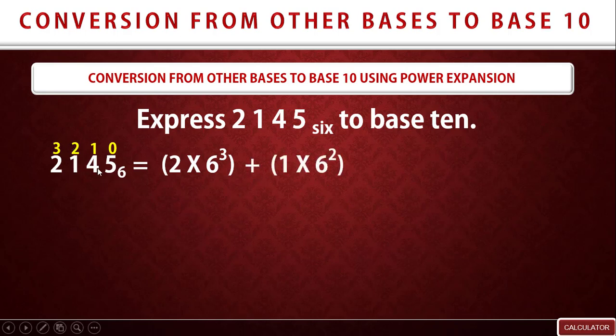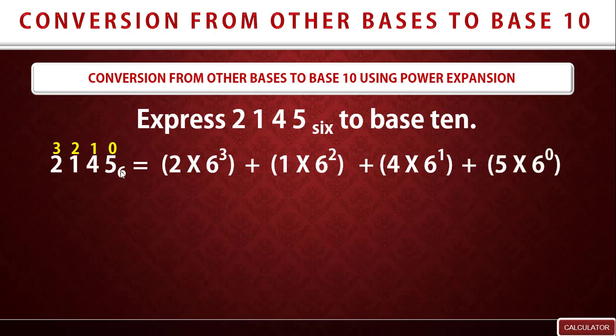And then the next one will now be 4 times 6 raised to the power 1. And the next one now will be this 5 times 6 raised to the power 0. You get that? Okay. Next thing to do now will be, we have 6 raised to the power 3, which means 6 times 6 times 6. So you can actually use your calculator to do that, but if you can use your brain, no problem. 6 times 6 will give 36, and 36 times 6 is going to give you 216.